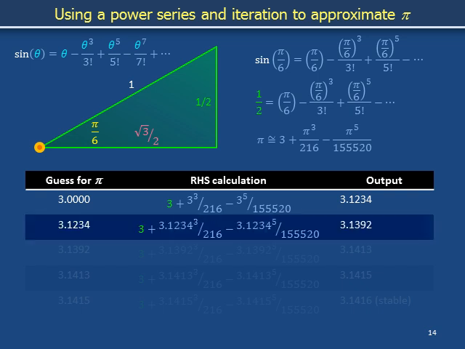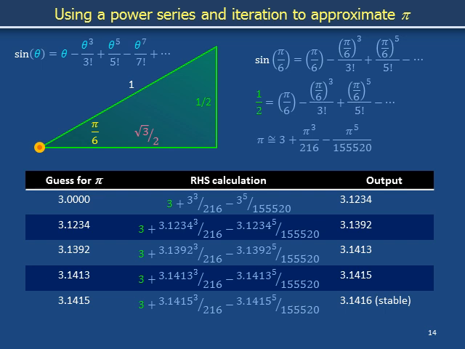We adopt 3.1234 as our next starting guess for pi, which can be substituted again into the right-hand side of the expression to obtain a sum of 3 terms that together equal 3.1392. Continuing 3 more times, the successive approximations to pi start to settle down until they reach the stable value 3.1416, which is consistent to 4 decimal places with our mnemonic sine, sine, cosine, sine, 3.14159.